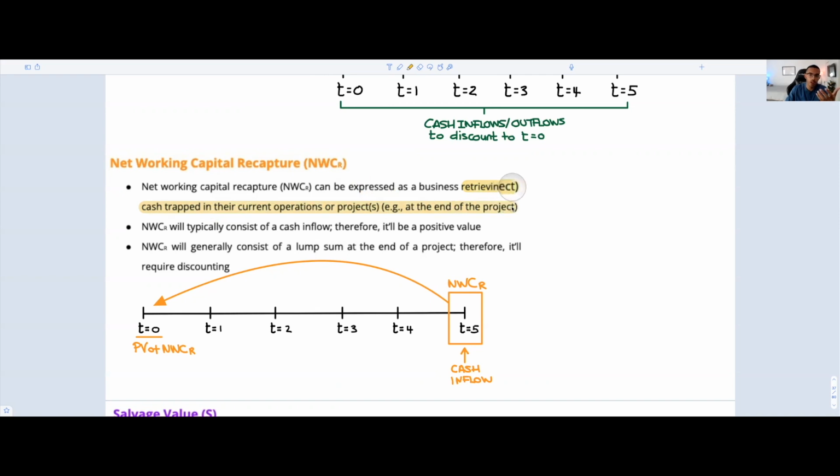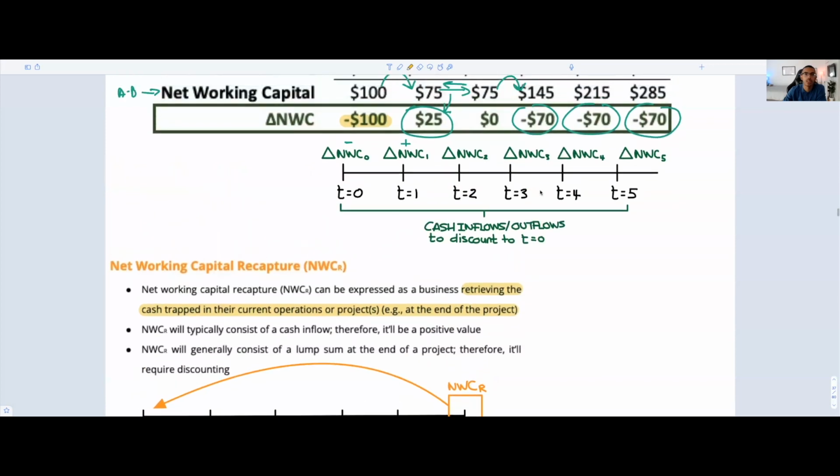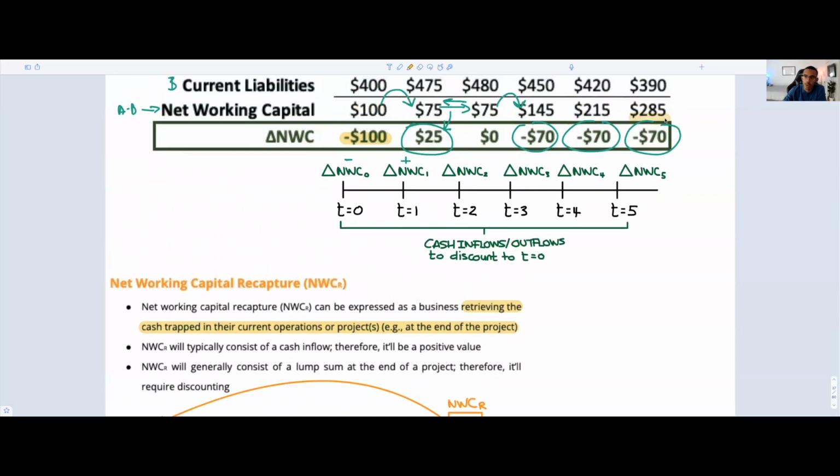All right. So this is why on exam questions, they'll say, hey, at the end of the project, the firm will be able to recapture all of their net working capital. But what I want you to remember here is that what you're going to recapture is not the singular value that you have here at year 5. You're going to recapture the sum of all the change in net working capital. Because some of the money along the way was retrieved and some of the money along the way was added. So you don't want to find one singular net working capital. You want to find all of the change in net working capital as being your amount.